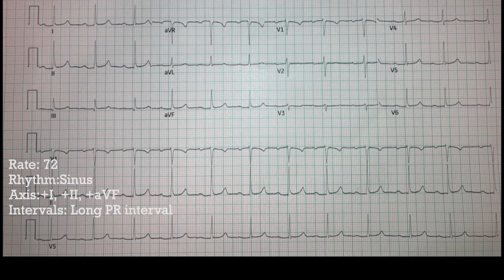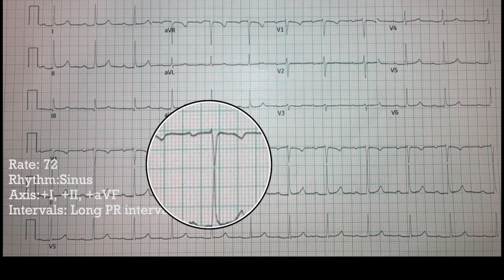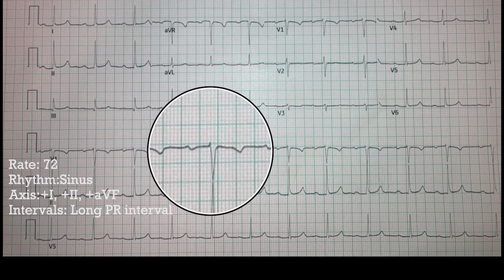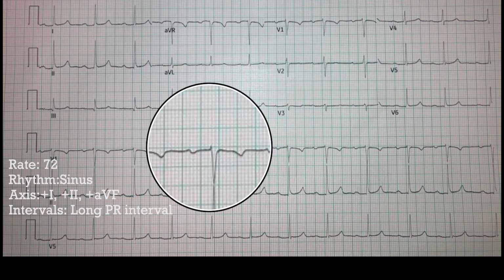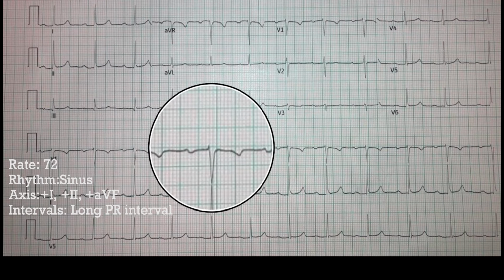Let's look at the other intervals just to say that we did it as well. I look at the PR interval and then I look at the QRS complexes. The QRS complex should start and finish within the span of three little boxes. And so this is one little box there.